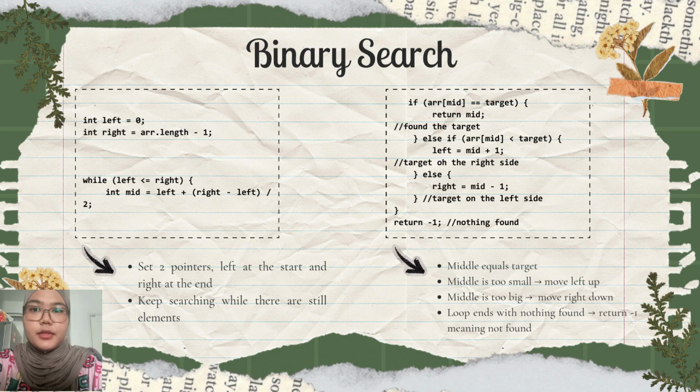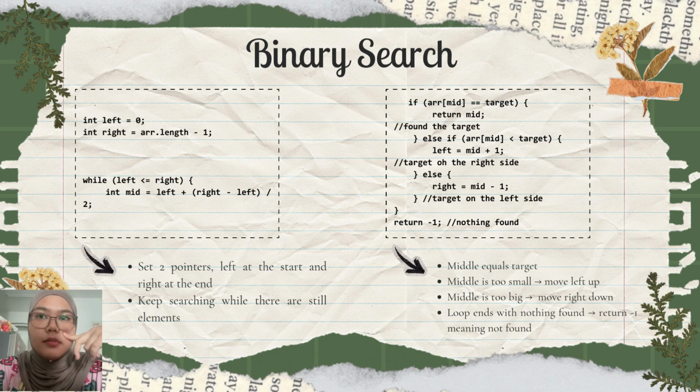Okay, next we use the binary search algorithm to find a specific value in an array. It is faster because it does not check every element one by one. A binary search only works on a sorted array. That's why we need to run insertion sort first before we search. So first we set two pointers, left at the start and right at the end of the array. Then the algorithm keeps searching in a loop while there are still elements to test.